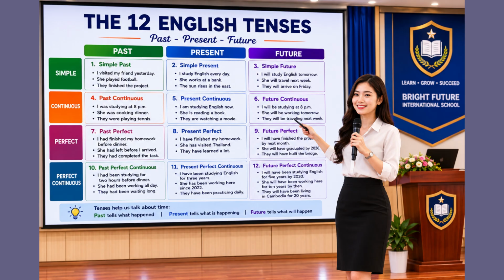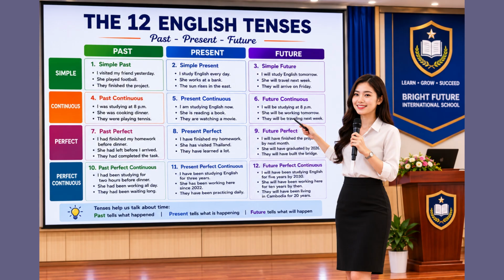8. Past perfect continuous tense. The past perfect continuous tense describes an action that had been continuing before another past event. Structure: subject plus had been plus verb ing. Examples.